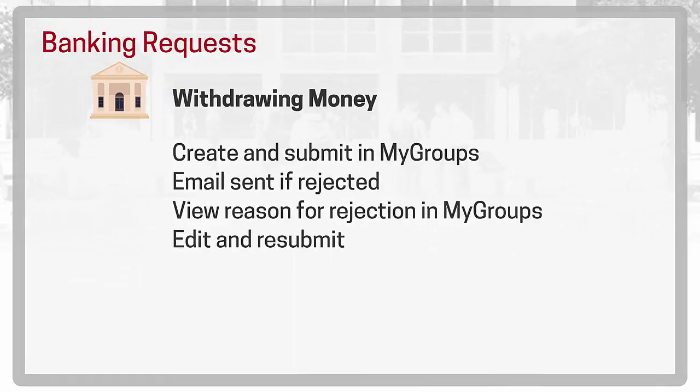The general process for withdrawing money from your group's accounts is as follows. You will first create and submit the appropriate banking request on MyGroups. It will either be approved and the payee will be emailed that their check is ready, or it will be rejected. If it is rejected, you will receive an email. After going to the request on MyGroups, you will see a note from a banking manager on the bottom left-hand corner of the request explaining why it was rejected. You can then edit the request and resubmit.